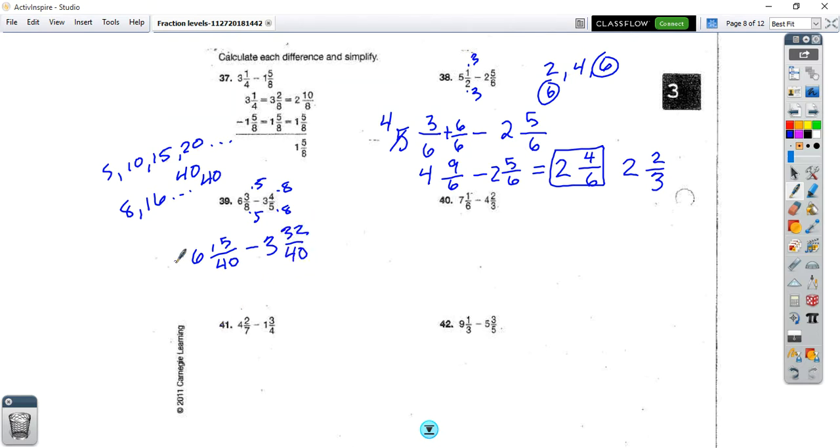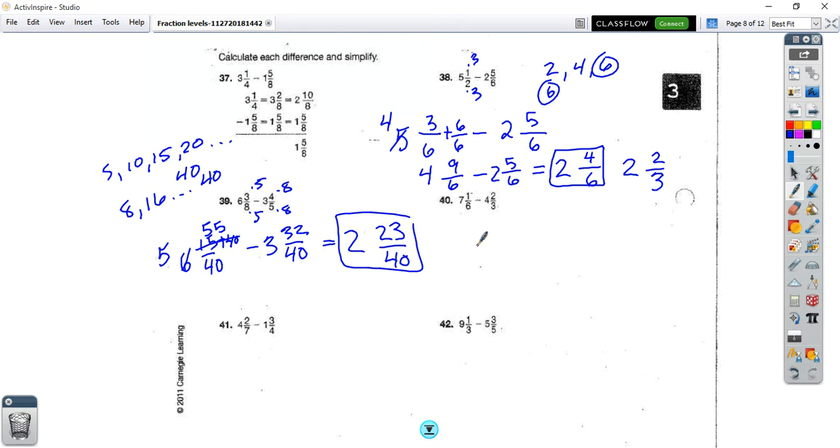Well, that's an issue. So what I'm going to do is borrow. I drew this a little bit too close, so let's erase this. I had 6 and 15/40ths. If I borrow from the 6, I end up with 5. And if I add my 40 in here, plus 40 over 40, this ends up being 55. So now I have 55 minus 32. Well, 5 minus 2 gives me 3, and 5 minus 3 gives me 2. 23/40ths. And then 5 minus 3, this is 2 and 23/40ths.